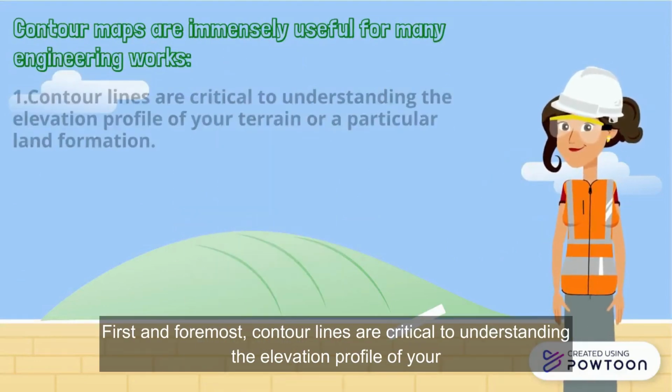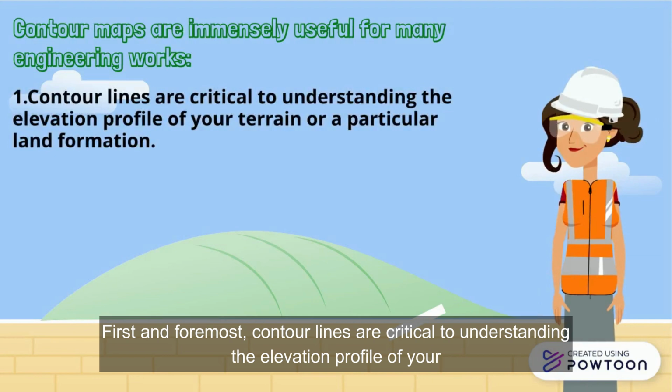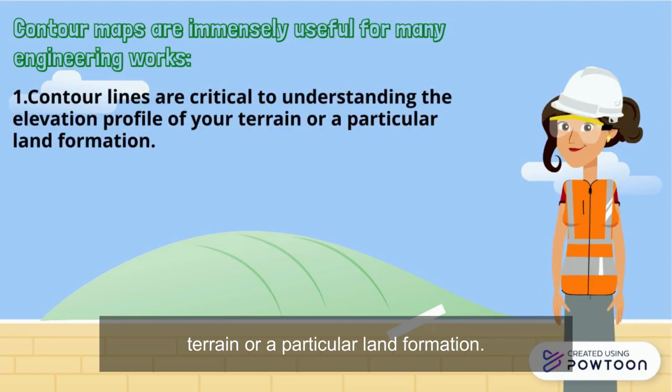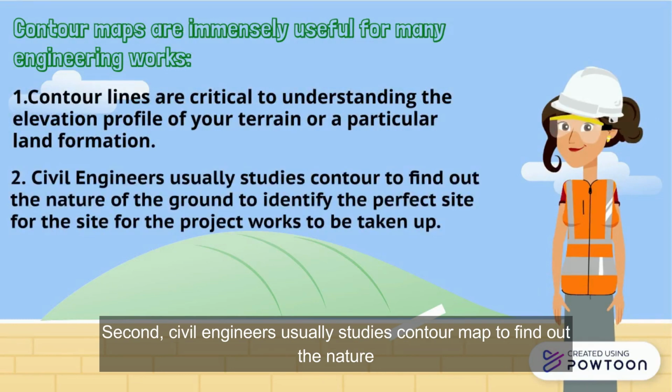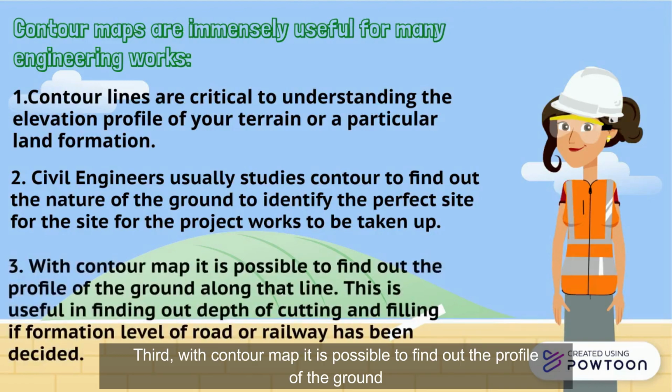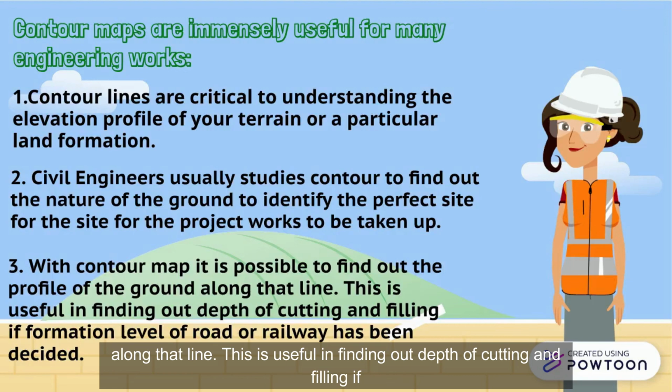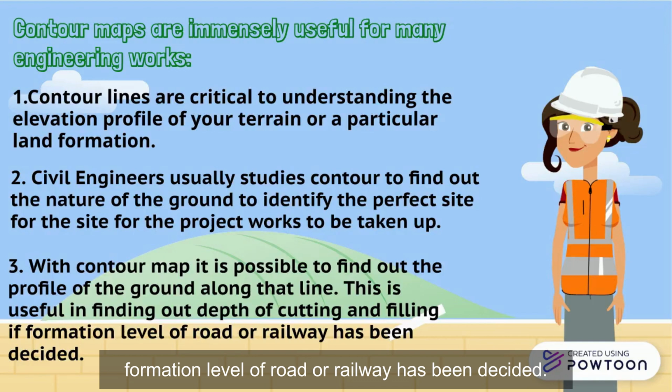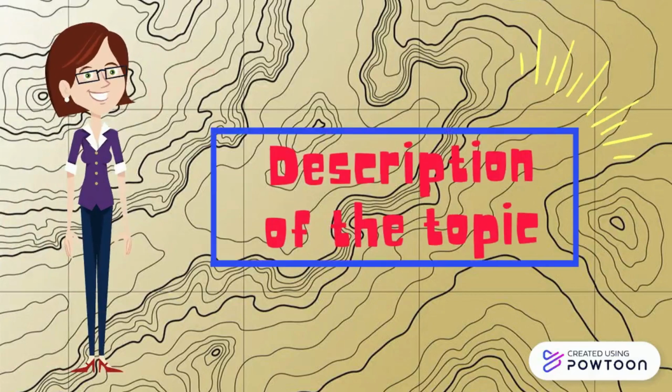First and foremost, contour lines are critical to understanding the elevation profile of your terrain or a particular land formation. Second, civil engineers usually study contour map to find out the nature of the ground to identify the perfect site for the project works to be taken up. Third, with contour map, it is possible to find out the profile of the ground along that line. This is useful in finding out depths of cutting and filling if formation level of road or railway has been decided. And now, I would like to talk about the descriptions of the topic.